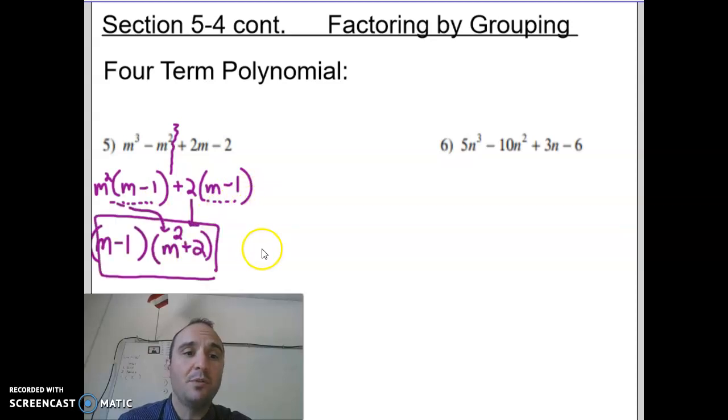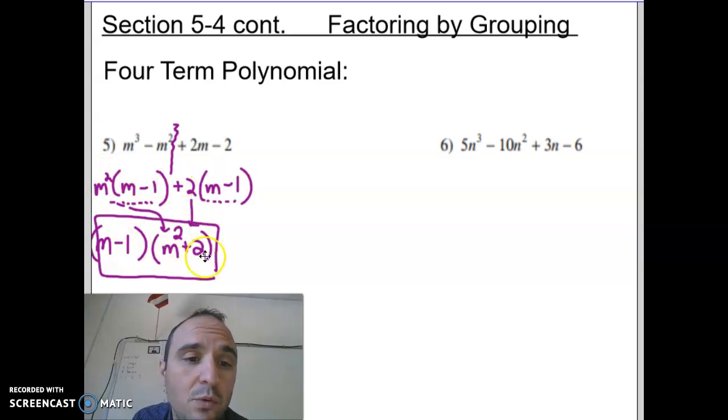And if they both have m minus 1, you can take out the m minus 1. You take this term here, m minus 1, and put that in the answer. And the leftovers go into a new parenthesis. So your final answer is m minus 1, m squared plus 2.